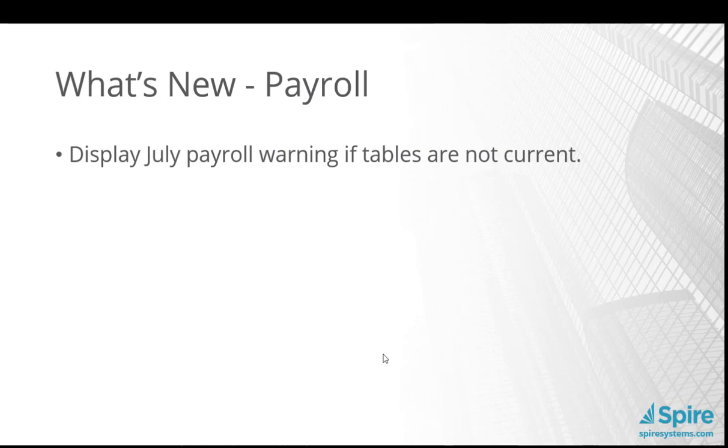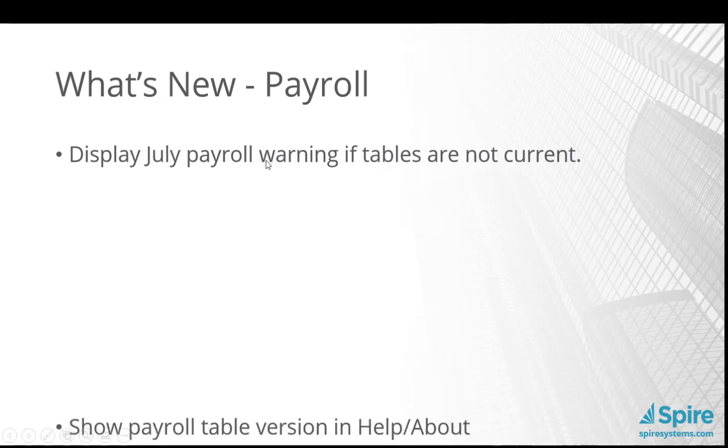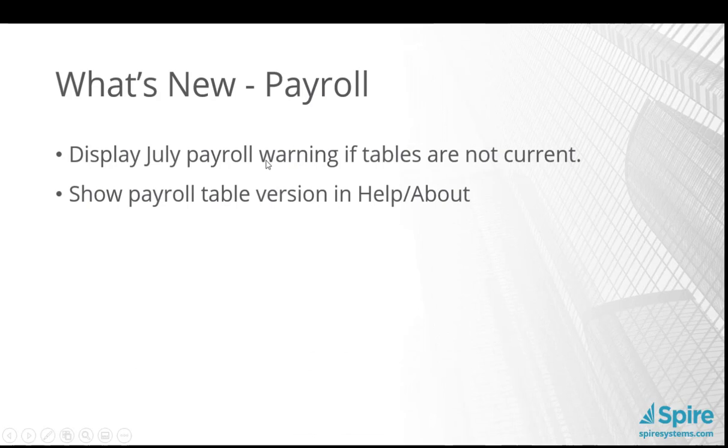So, what's new in the payroll? So, first one's just a simple one. If you're in July or August, you're past the July 1st date where the payroll changes may come out, then we pop a warning saying you may not be up to date. It doesn't always change in July, so it's not super important that you must update, but you will get a warning message with payroll if you are running on a version of Spire that does not include July tables.